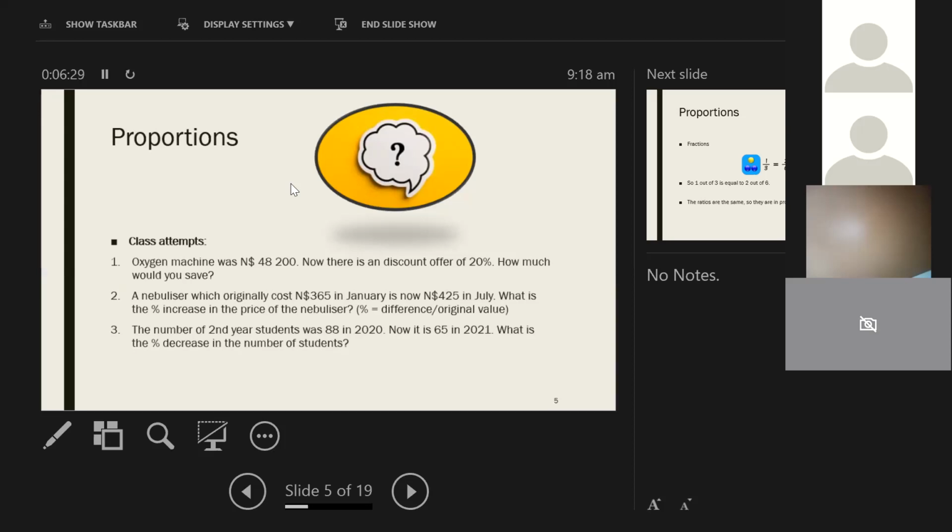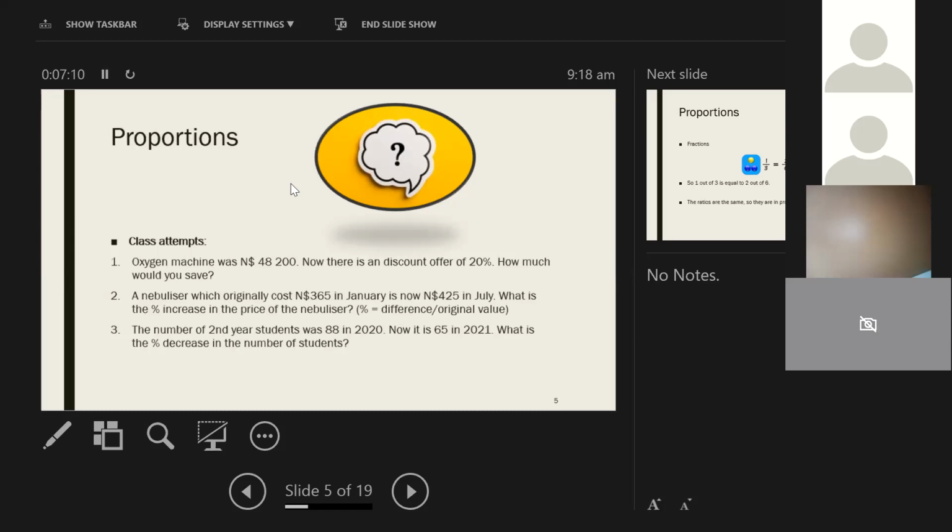Second question, a nebulizer which originally cost 365 in January is now 425 in July. So 7 months later, the price has gone up. What is the percentage increase in the price of the nebulizer? Now you're going to have to calculate. What's important is not just to look at the change, but to see what the percentage is, so that you know, is it really cheaper? Has the price really gone down or not? Because just looking at the numbers, you can't really tell.